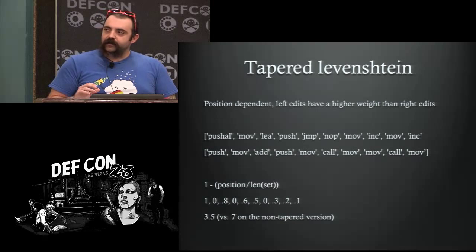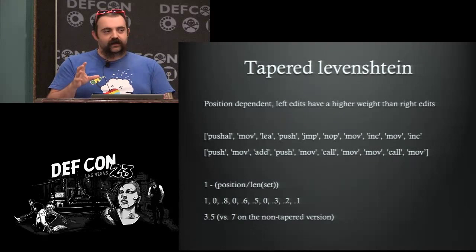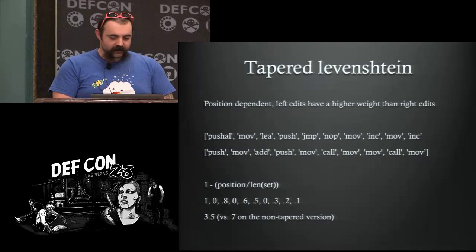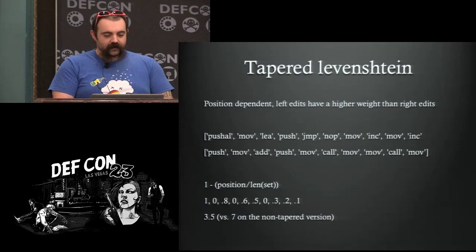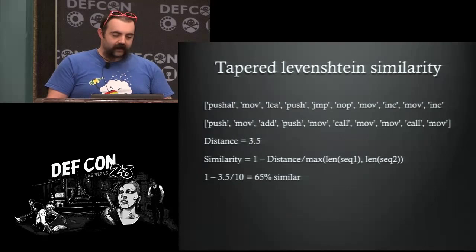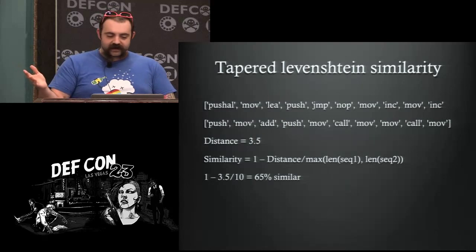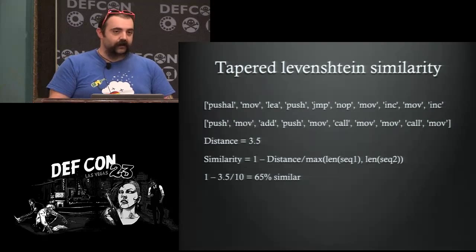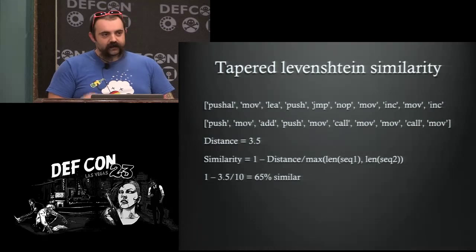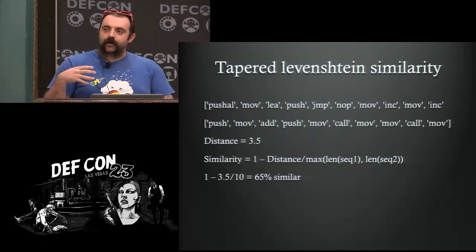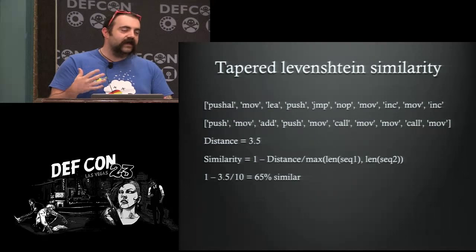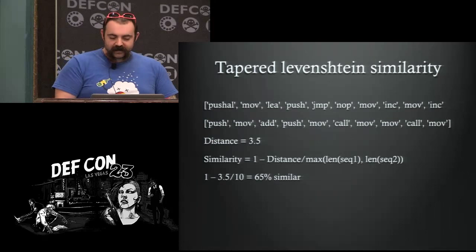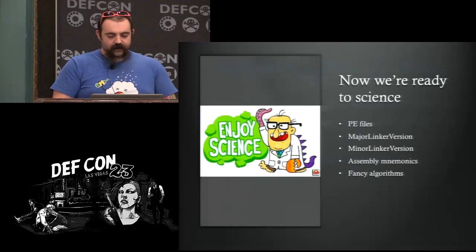To me, this was great because it said these things are separate and different, but there might be some similarities. The nice thing you can also do with Levenshtein is use it as a similarity calculation. So it says those two sets are 65% similar. This is how we get this fuzzy hashing, this idea of similarity mixed into the algorithm. All right.